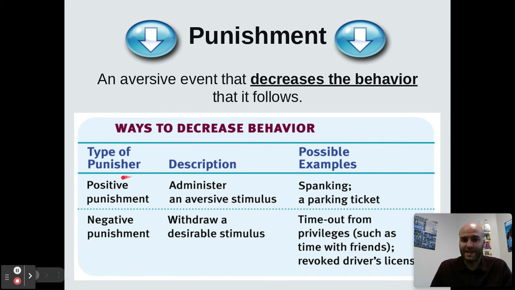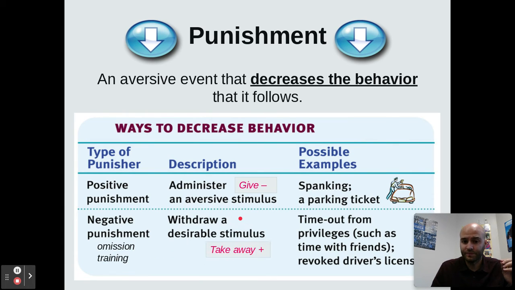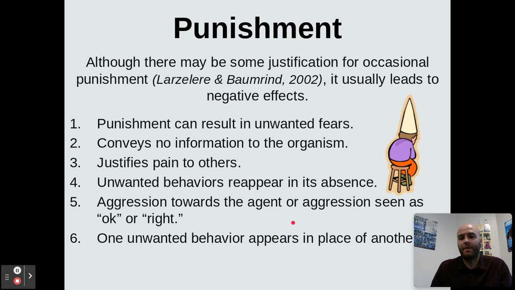So that's positive and negative punishment. We're trying to decrease a behavior. So in a positive punishment situation, you're giving an undesirable stimulus to stop a behavior. And negative is also known as omission training. I would write that down, make a note of that. You are taking something away to stop a behavior. Okay? All right, now let's talk about the actual effects and benefits of punishment.